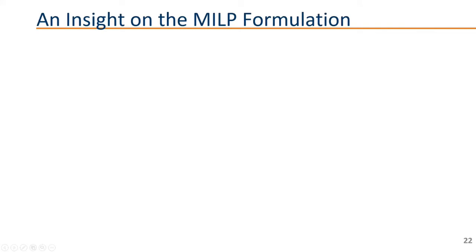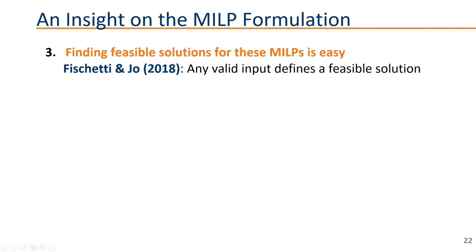And now there is another insight about the MIP formulation of neural networks in general that can be very helpful for us, and this is from Fischetti and Jo, which is that finding feasible solutions for these MIP formulations is easy. I mean, we know that in general, finding a feasible solution for a MIP is NP complete. That's why MIP optimization is NP hard. But if you have any valid input for the neural network, you pass it through and you can automatically infer the value of all the variables in the system that we're using to model inputs to outputs.